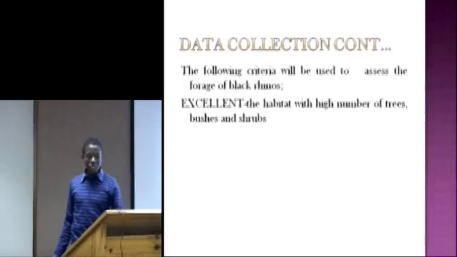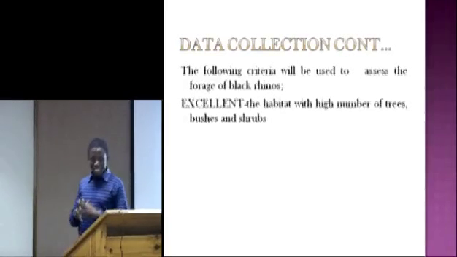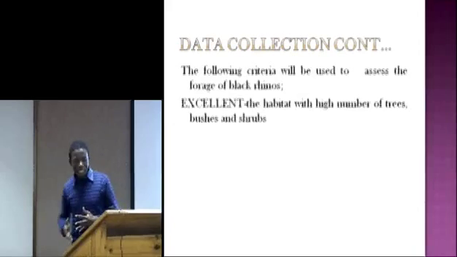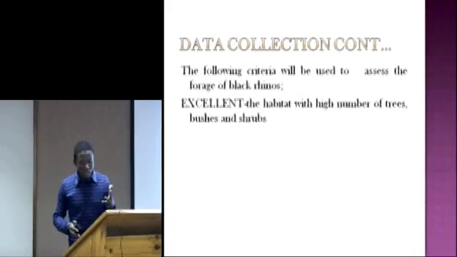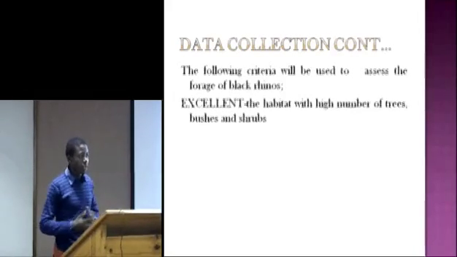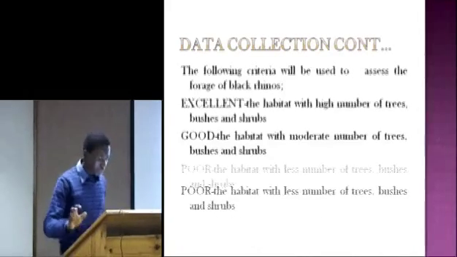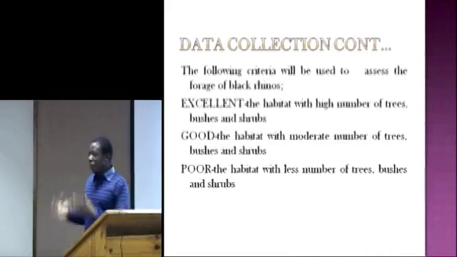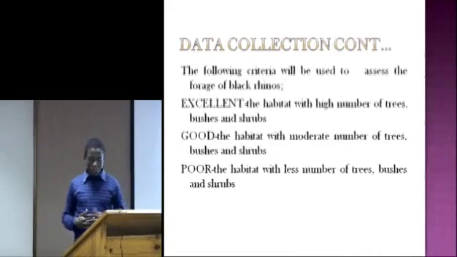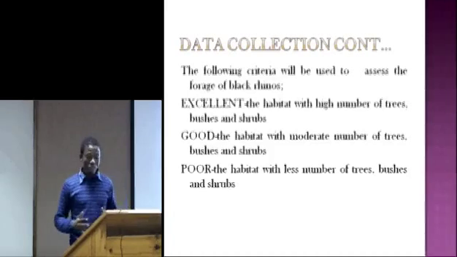The following are criteria that the researcher will be using to assess the forage of black rhinos, because there are two different rhinos there, black rhinos and white rhinos. Excellent: the habitat with a high number of trees, bushes, and shrubs, because according to related literature, black rhinos prefer trees, bushes, and shrubs. Good: the habitat with a moderate number of trees, bushes, and shrubs. Poor: the habitat with a low number of trees, shrubs, and bushes.